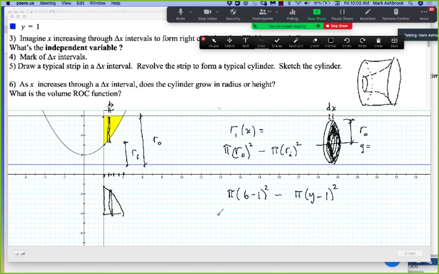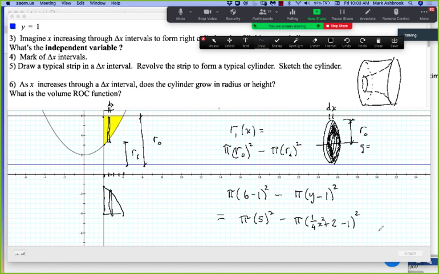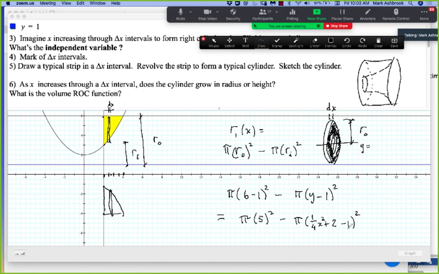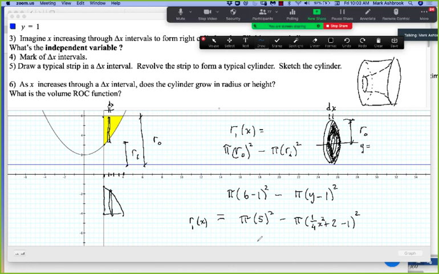Now we're going to change that into x. Well, that's just 5 squared. So what is y in terms of x? 1/4 x squared plus 2. So it's like that. And yes, 2 minus 1 is 1, so if you simplify this, you get plus 1. So we got our rate of change function as a function of x. Any questions on that?